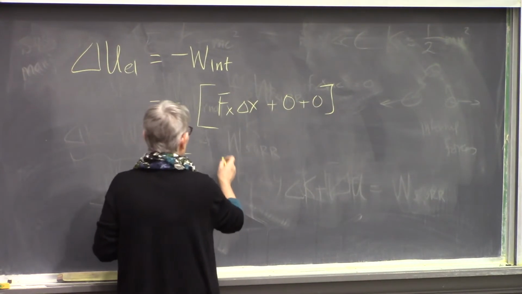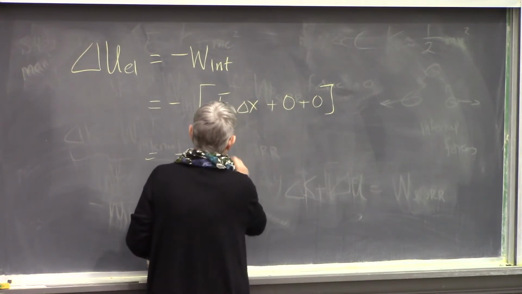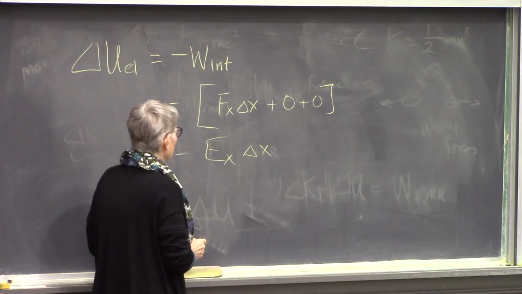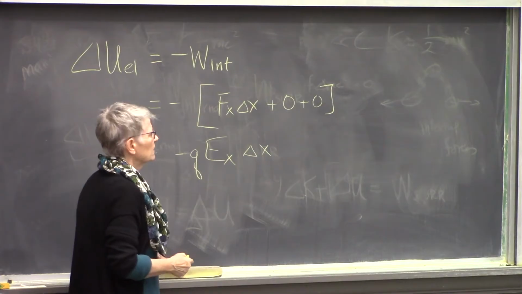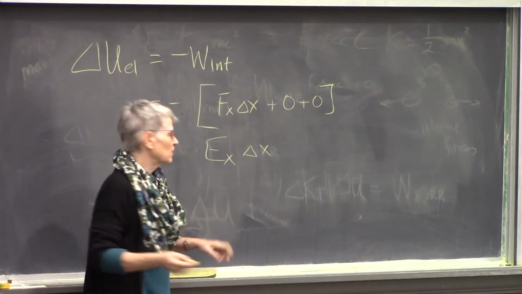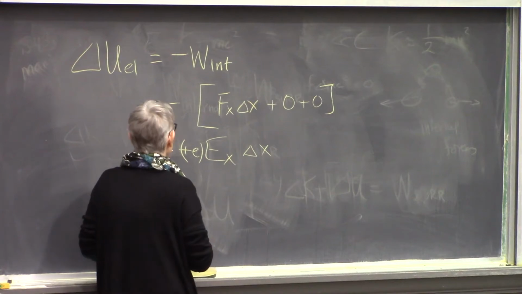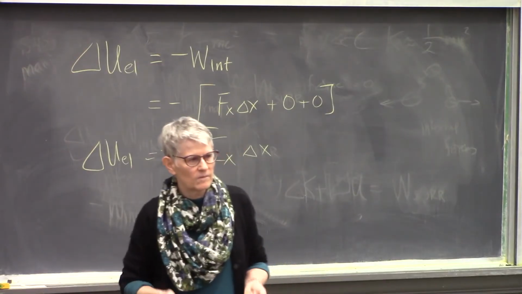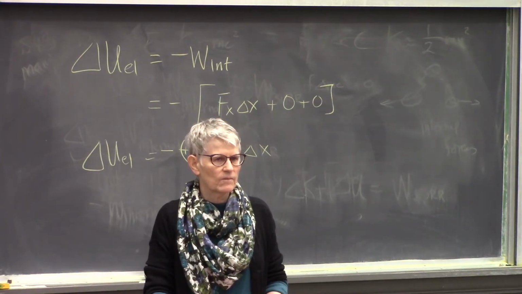And we know how to calculate Fx. That's just q Ex. And actually, in this case, we know it's a proton, right? So we'll write minus plus e times Ex delta x. And so that's the change in our electric potential energy, right?